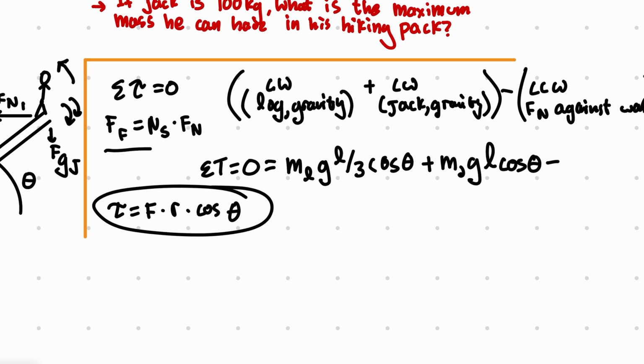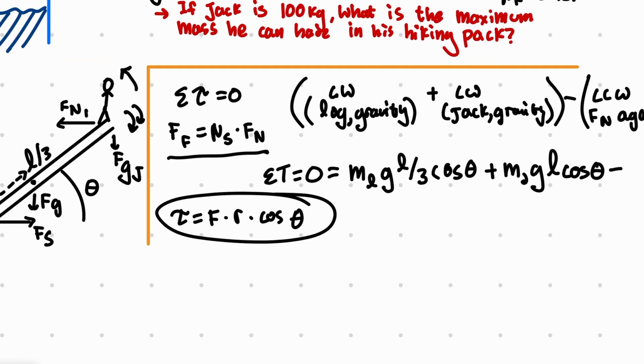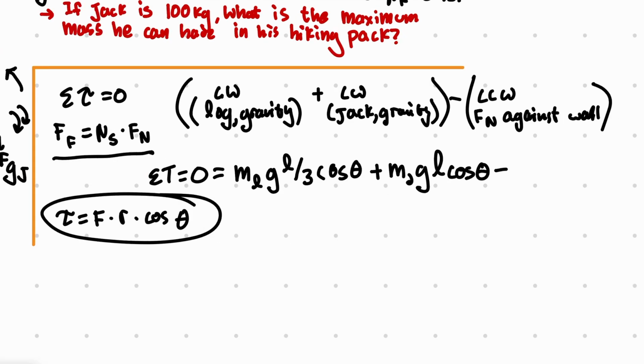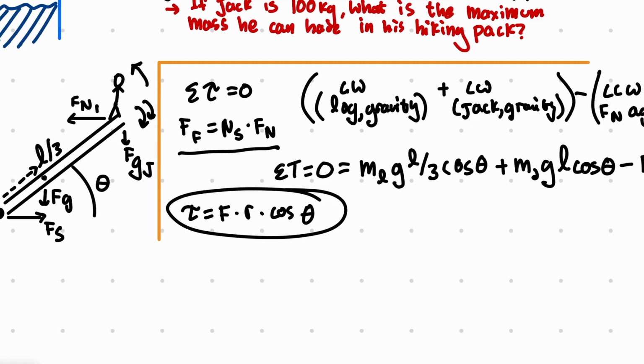We can use the formula for the force of friction over here, right, to get our force normal 1, I guess, over here, because there's also our other force normal that we deleted earlier because we set our pivot point to here. So in this case, we're just going to say minus force of normal 1 times L times sine of theta.